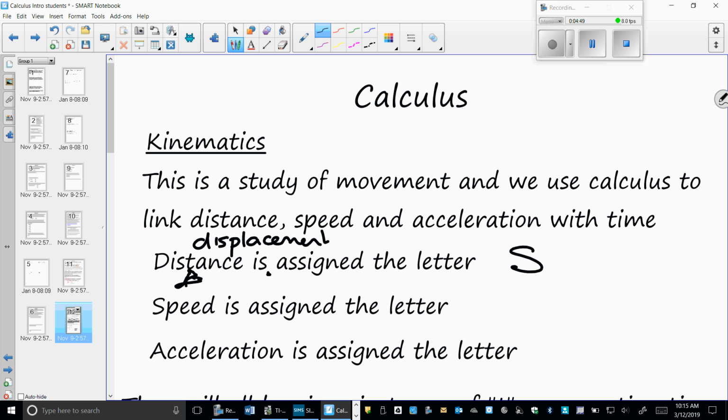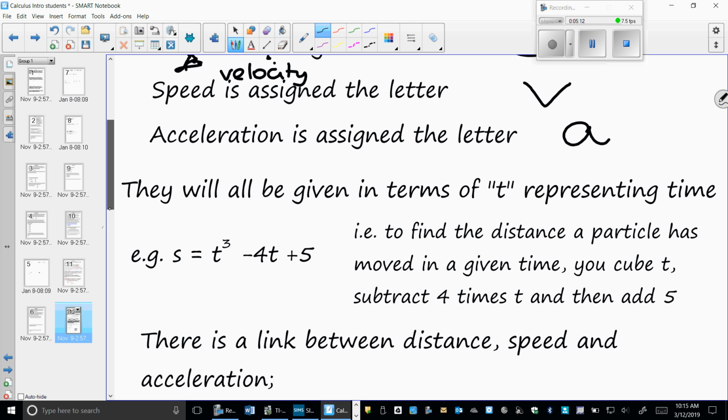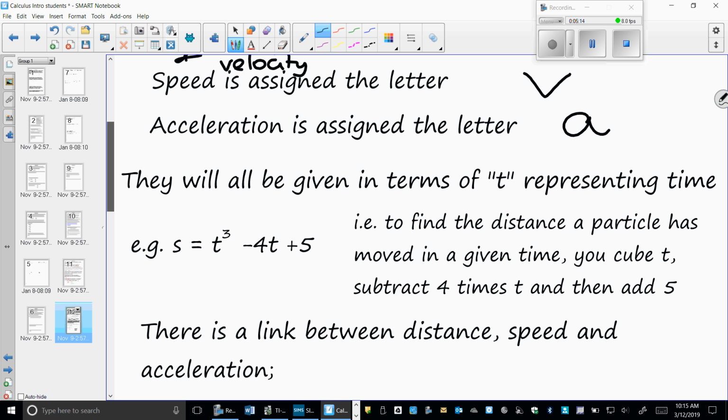The speed, again, is another secret situation. That's actually the velocity, which is given the letter v. And the acceleration is the only one that we pretty much think is normal, and that's given the letter a. So we have s, we have v, and we have a. And as I said, they'll all be given to you in terms of t.